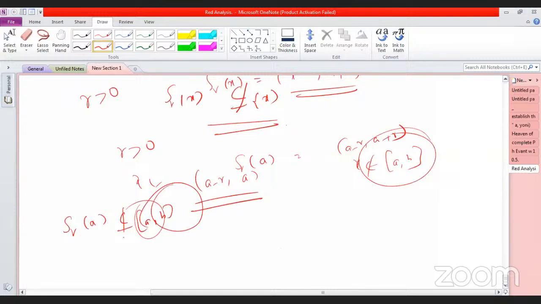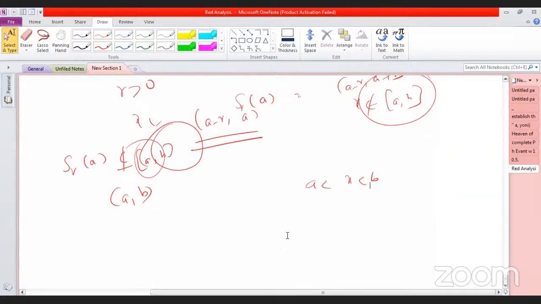The open interval (a, b) is open in R, therefore x belongs to (a, b). So a is less than x less than b. r is a real number, so r is less than the minimum of x minus a and b minus x. We can write it, right?